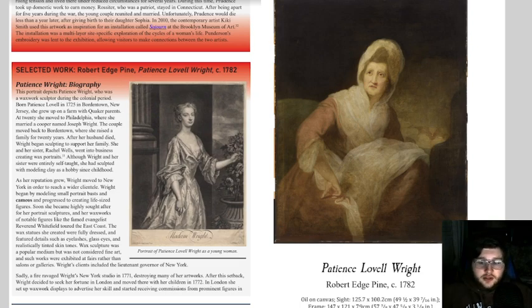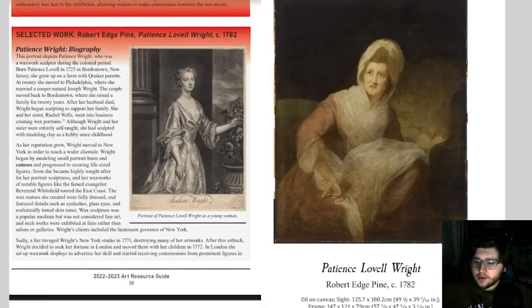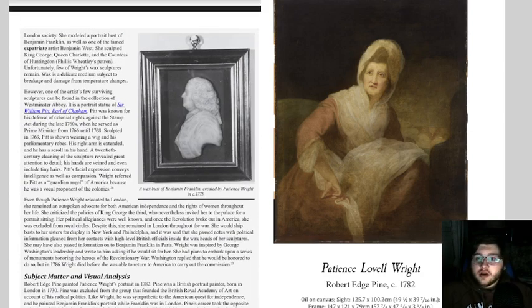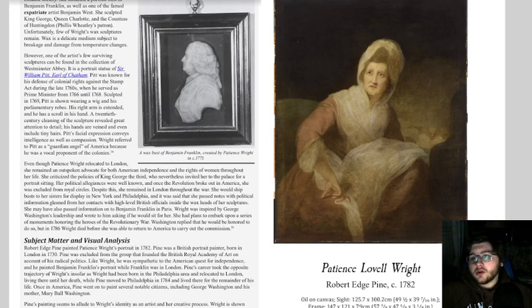Sadly, a fire ravaged through Wright's New York studio in 1771, destroying many of her artworks. After this setback, Wright decided to seek her fortune in London and moved there with her children in 1772. In London, she set up a waxwork display to advertise her skills and started receiving commissions from prominent figures in London society. She modeled a portrait bust of Benjamin Franklin, as well as one of the famed artist Benjamin West. She sculpted King George, Queen Charlotte, and the Countess of Huntingdon.